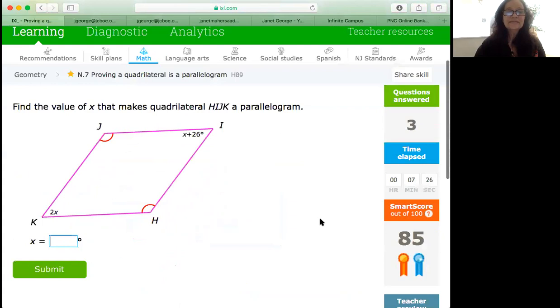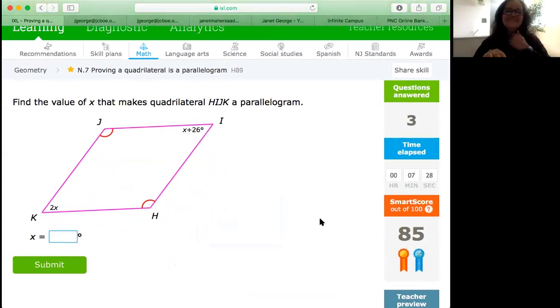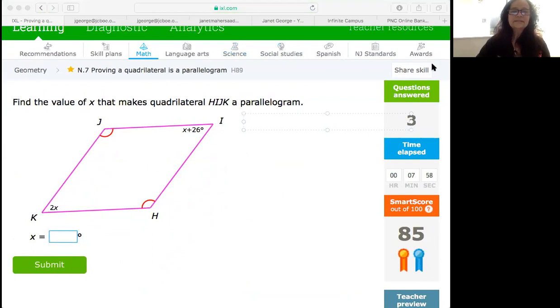Let's jump to the next level when we need to set an equation, okay? Find the value of x that makes quadrilateral HIJK a parallelogram, okay? If this is a parallelogram, that means these two angles are congruent and these two angles are congruent. In that case, we need to set an equation indeed, all right? Okay, so let's set an equation.